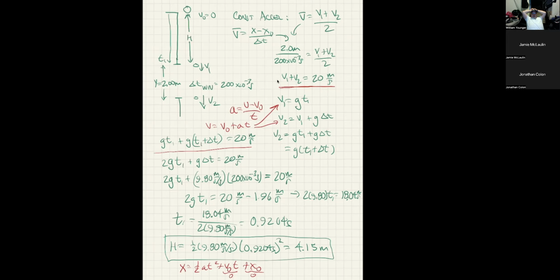But were you able to verify any of the equations that I put down there? I know you got V1 plus V2 equals 20, and then you substituted V1 as G times T1, and V2 is equal to V1 plus G times delta T. I think you were able to do all that. So did you get that G T1 plus G parentheses T1 plus delta T close parentheses equals 20?